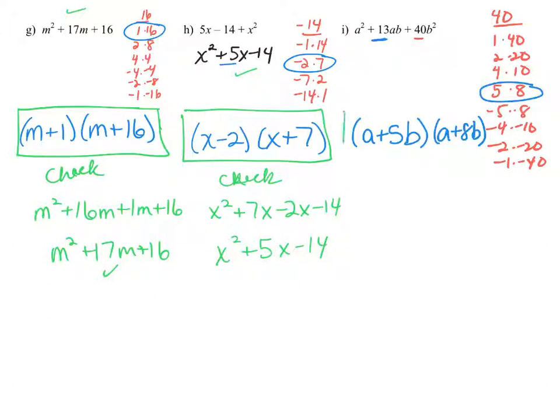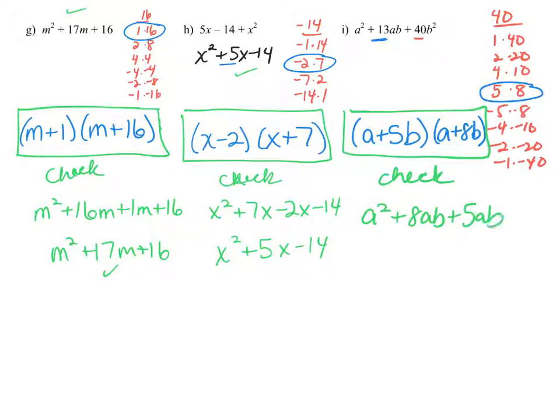In factored form, that trinomial can be written as one factor of a plus 5b, and the other factor is a plus 8b. We can still check our work by doing the first, outer, inner, and last. The first, a times a, is a squared. The outer, a times 8b, is plus 8ab. The inner, 5b times a, is plus 5ab. And the last, 5b times 8b, is 40b squared. By combining the middle terms, we get a squared plus 13ab plus 40b squared.